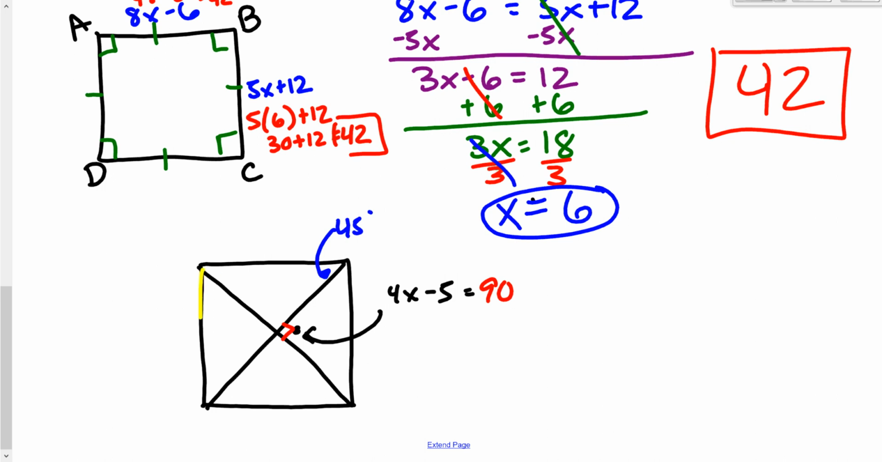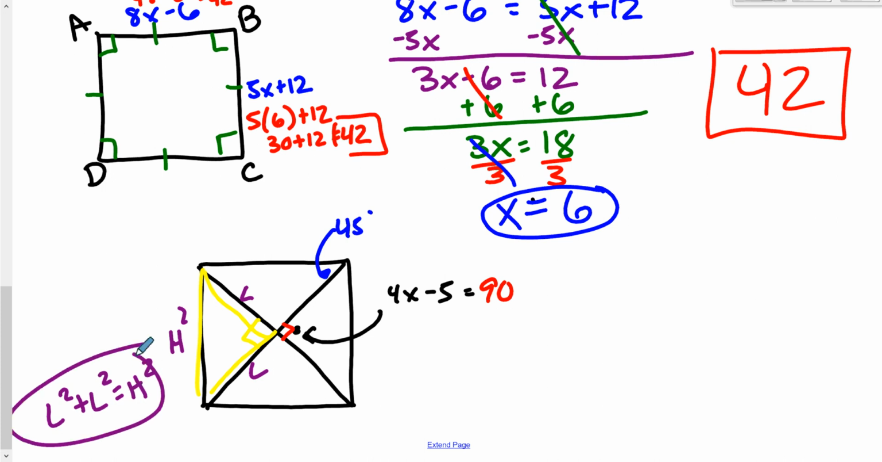You're also going to remember that this is a right triangle. And how do you find the missing lengths of a right triangle? You use the Pythagorean theorem: length squared plus length squared is equal to the hypotenuse squared. So you're going to turn in your daily work when you are finished, and you're going to complete it now.